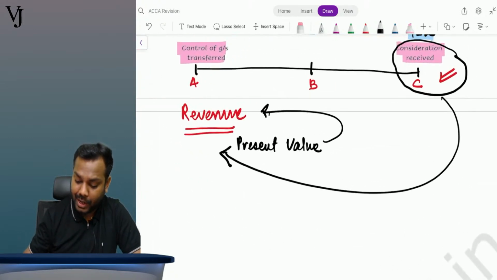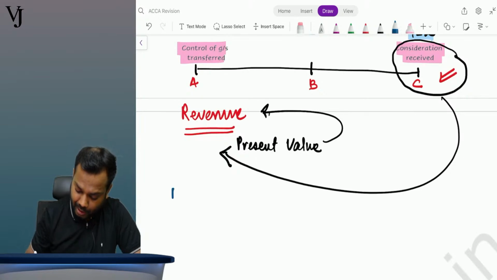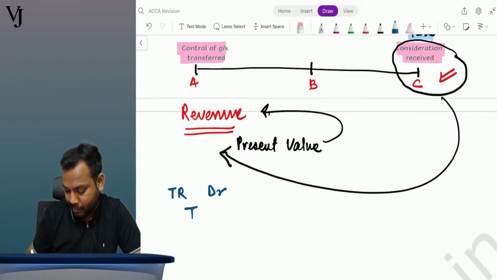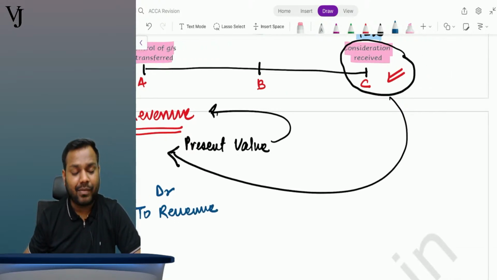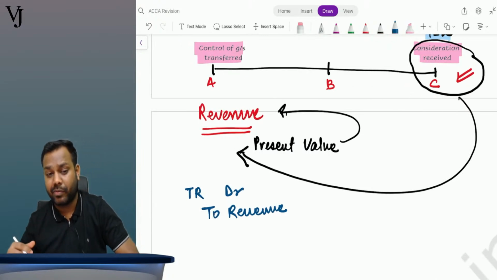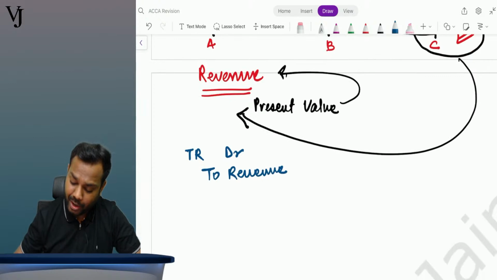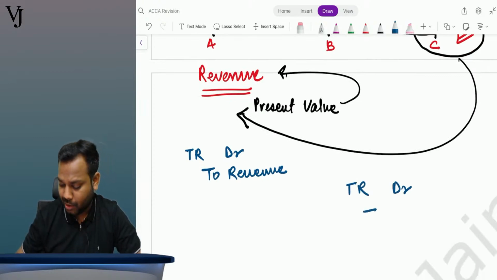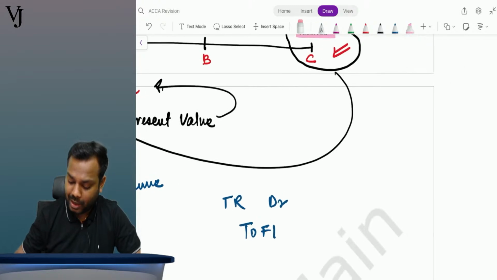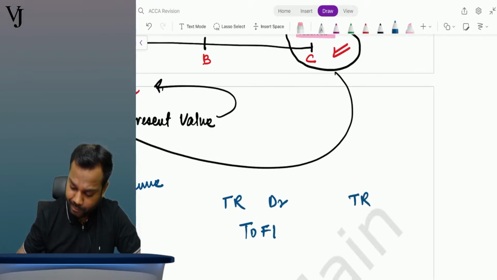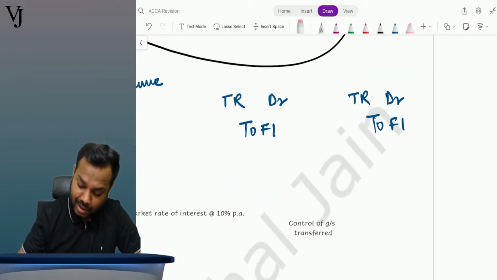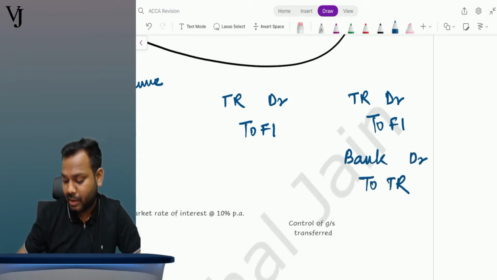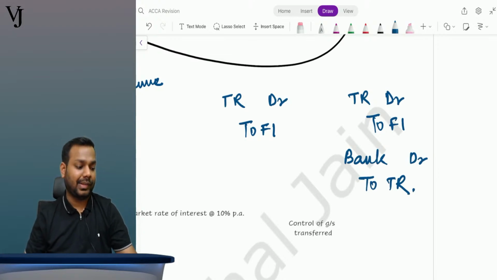So how will the journal entry look like? Trade receivables account debit to revenue. Now here what will I do? Since I have recorded the present value of it, I have to unwind the present value. How will I unwind? I will record trade receivables account debit to finance income. And now here what will I do? I will realize my trade receivables, that is bank account debit to trade receivables.